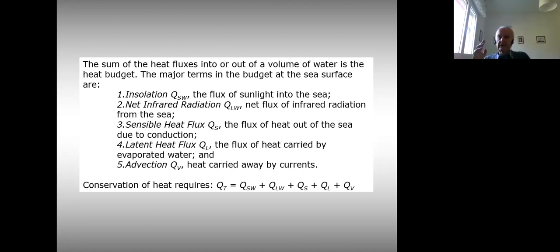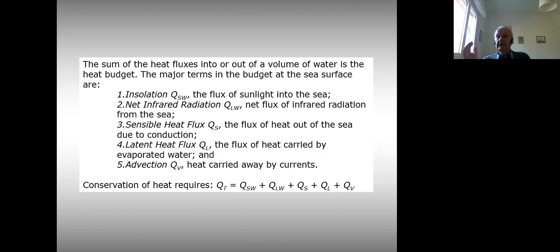The first four components of the heat budget are sources or losses of heat. Advection is simply a redistribution of the flow within the ocean. This is a very important component because of what I said before. The Earth in general, if you do the integral of the heat budget over the Earth, this is zero.